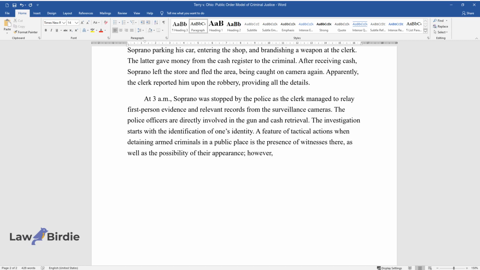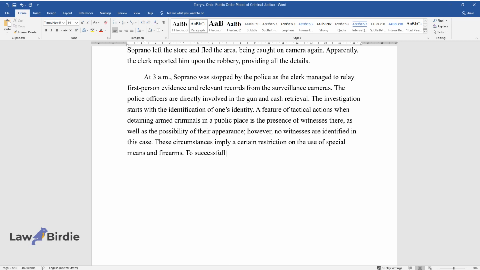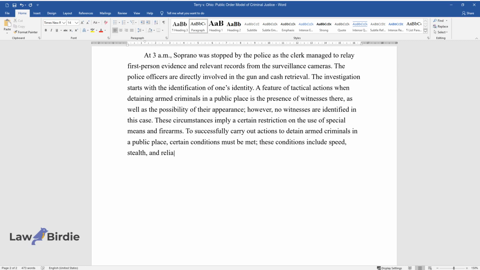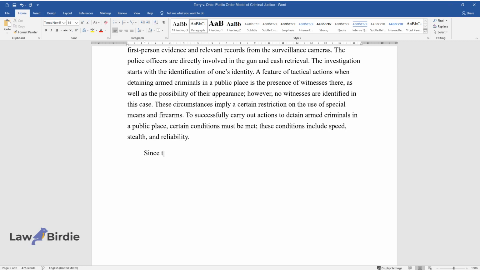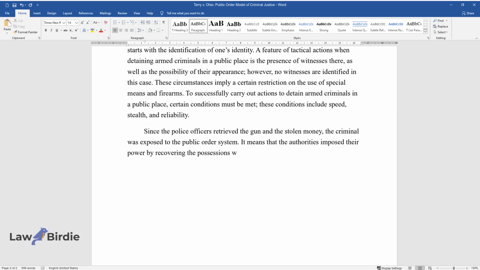However, no witnesses are identified in this case. These circumstances imply a certain restriction on the use of special means and firearms. To successfully carry out actions to detain armed criminals in a public place, certain conditions must be met. These conditions include speed, stealth, and reliability. Since the police officers retrieved the gun and the stolen money, the criminal was exposed to the public order system. It means that the authorities imposed their power by recovering the possessions without a warrant.